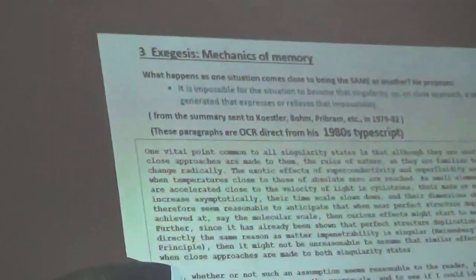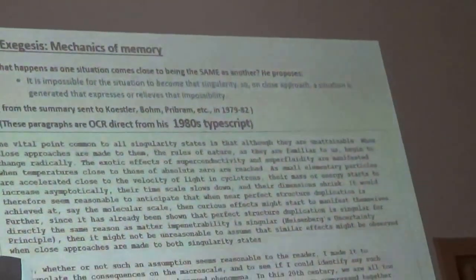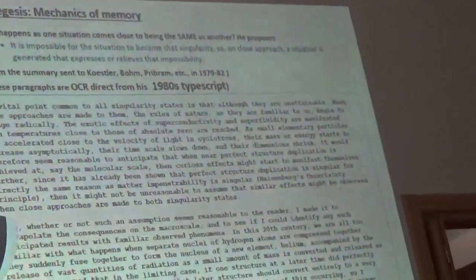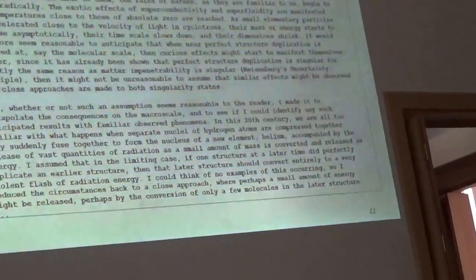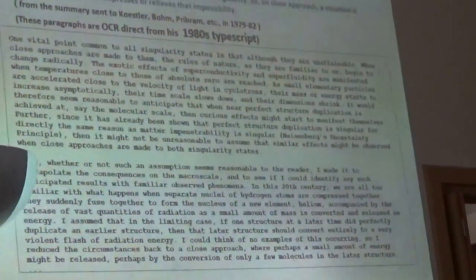As small elementary particles are accelerated close to the velocity of light, their mass or energy starts to increase asymptotically. Their time scale slows down, their dimensions shrink. It would therefore seem reasonable to anticipate that when near perfect structure duplication is achieved at, say, the molecular scale or below, then curious effects might start to show up.